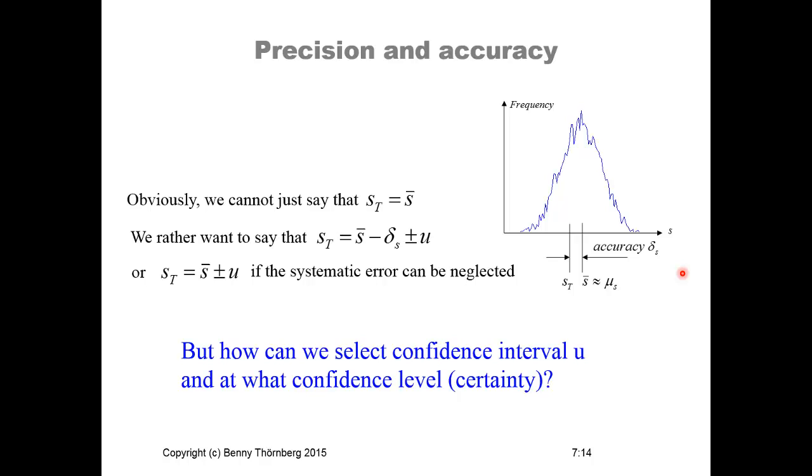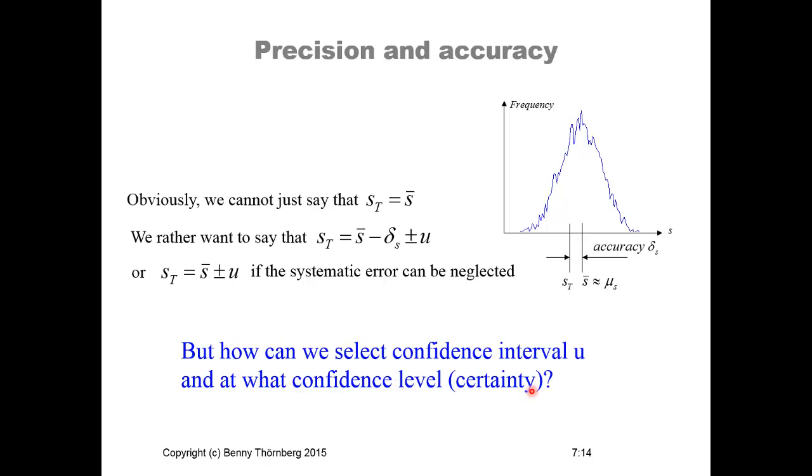Obviously now we cannot just say that the true mean value is the same as the measured mean value. We rather want to say that the true mean value is the measured mean value minus the accuracy error delta S, plus minus u, where u then is an interval that can be used to specify the variation that we have among the measured values in the sample. Or simply we can maybe say also that the true mean value is the measured mean value plus minus the interval, if we can neglect the systematic error that is stemming from the instrument. But still, the question remains, how can we select a confidence interval u, and at what confidence level, certainty?